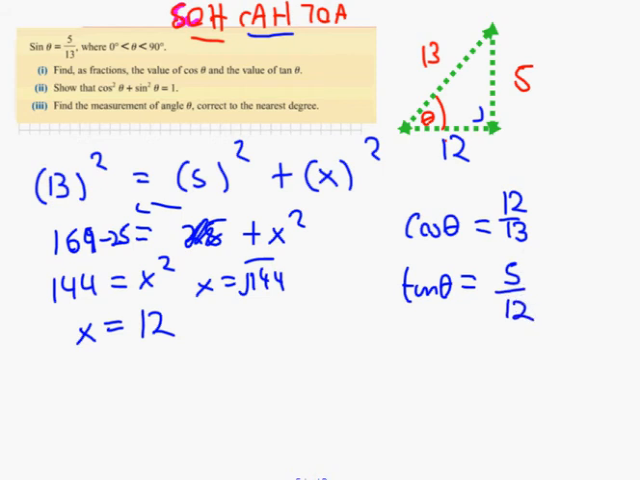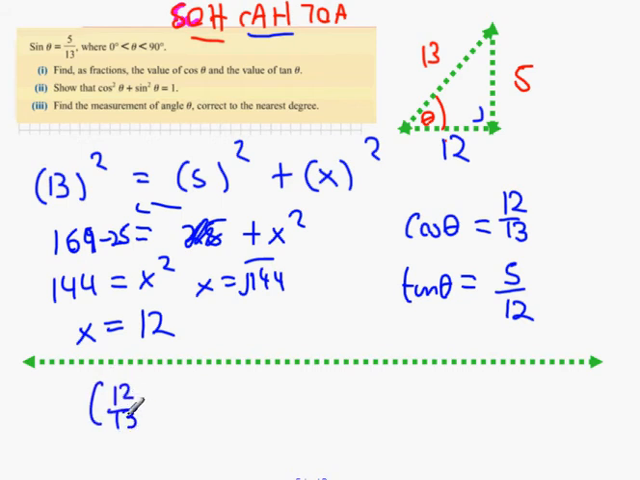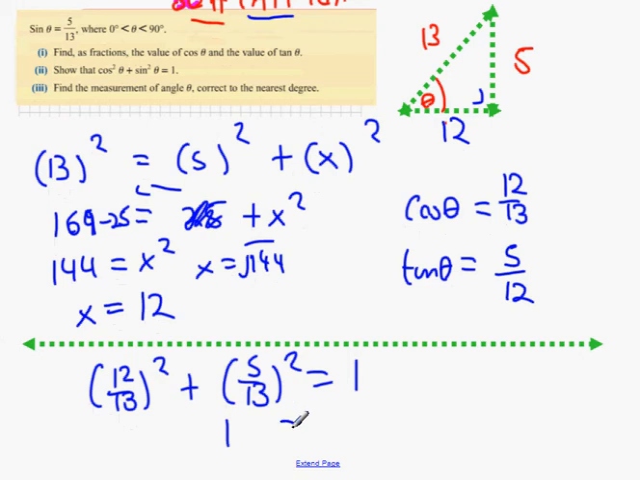Now stop there. The next thing goes, find out what cos squared theta plus sine squared theta is equal to. 1. Show it. So we have 12 over 13 squared for cos theta. For sine theta, we're going to have 5 over 13 squared and equals 1. Then all you have to do underneath is just say 1 equals 1. Just put it into the calculator and it should come out as 1. So everything here, put it directly into the calculator and you get 1 equals 1.